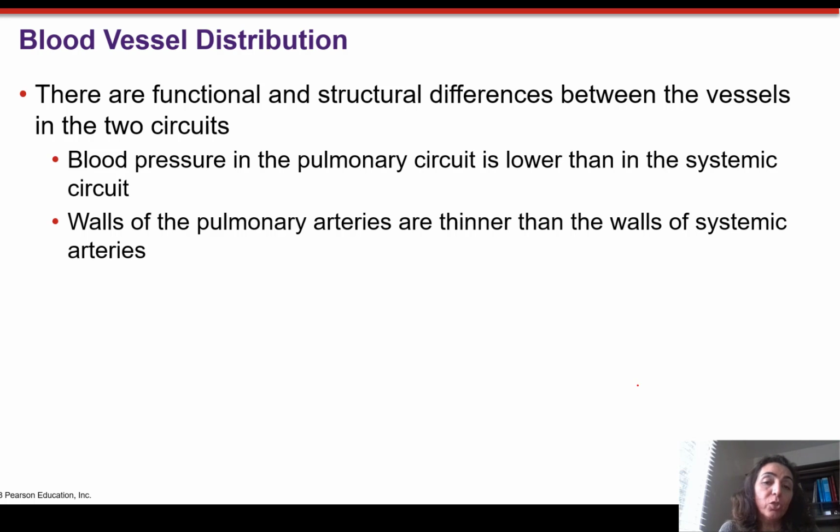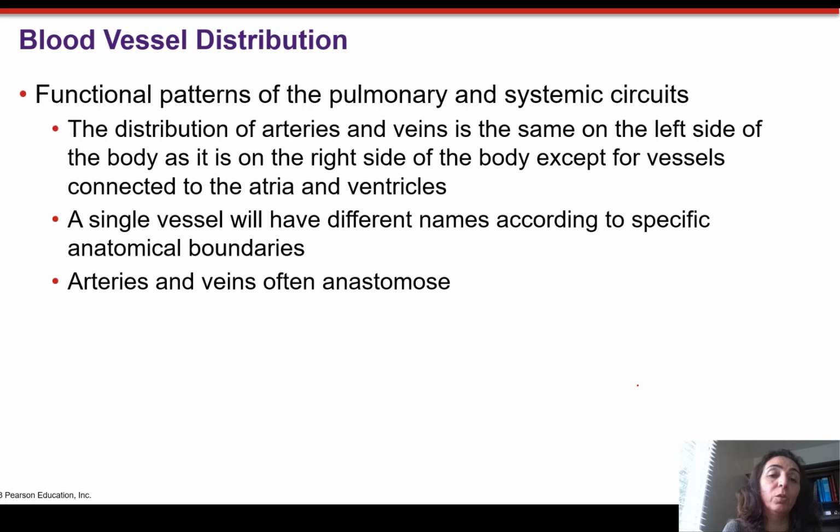Now there are functional and structural differences between the vessels in the two circuits. Blood pressure in the pulmonary circuit is lower than in the systemic circuit, as we discussed, and the walls of the pulmonary arteries are thinner than the walls of the systemic arteries. Why? Simply because they do not need to push hard against them. It's just a short distance, low pressure blood goes, and we can work without too much pressure.